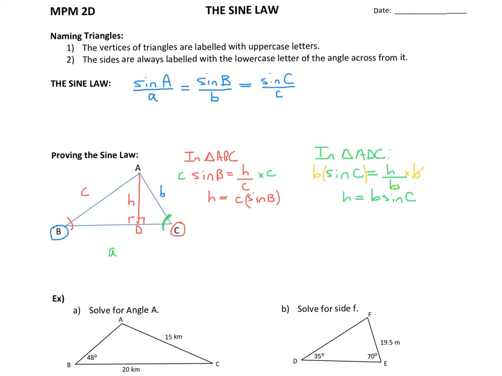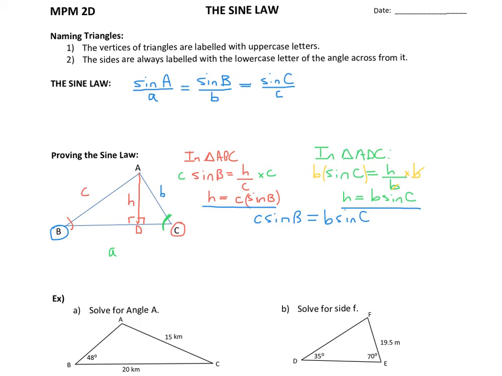But these two h values, the one we have here and the one we have here, they're the same h. They're equivalent. So if h is equal to c sine B and h is also equal to b sine C, it follows then that c times the sine of angle B has to be equal to b times the sine of angle C. All right, we're almost there.